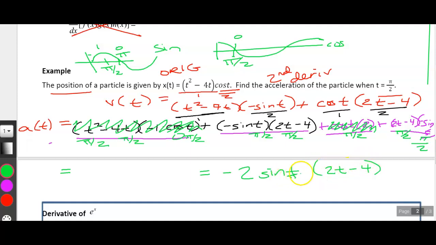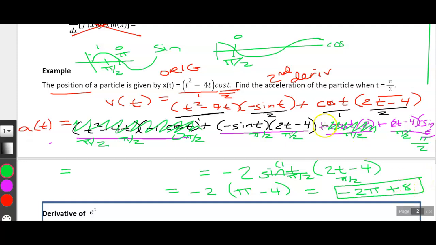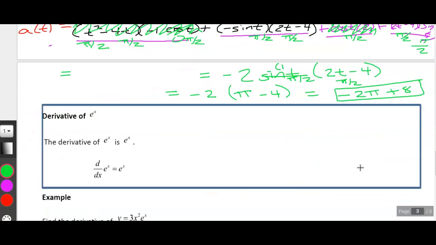So if we plug in pi over 2, well, the sine of pi over 2 is 1. So we get negative 2. And then 2 times pi over 2, the 2 is reduced, so we just get pi. And then minus 4. Which gives us negative 2 pi plus 8. And that's our acceleration. We don't have a label here like meters per second, so you don't need to label this answer. Ooh, that was kind of exhausting.